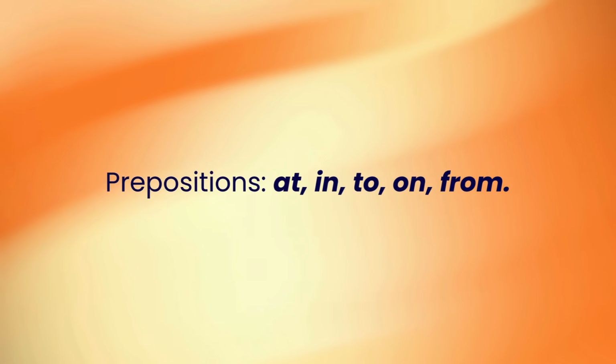So now that we can add time, let's add another important piece, which is the place. Place chunks tell us where something happens. And this is where beginners often get confused because of prepositions. Prepositions are these small, teeny tiny words like at, in, to, on, and from. And the tricky part is they do not always translate one-to-one between English and German.